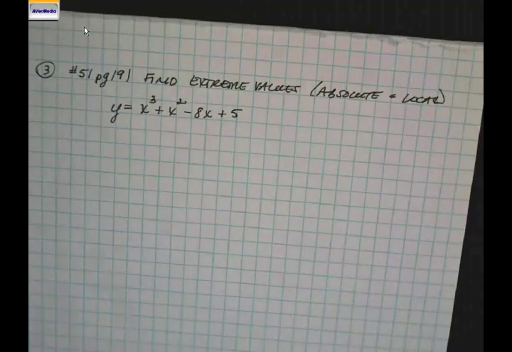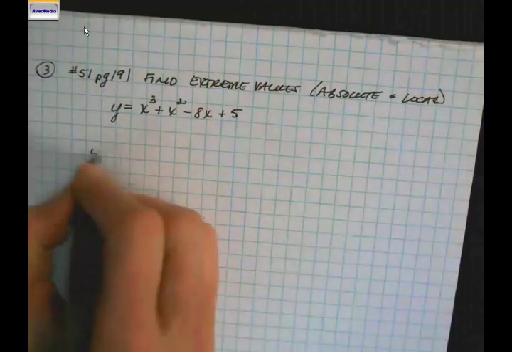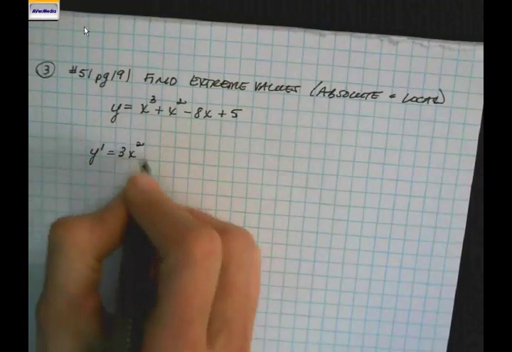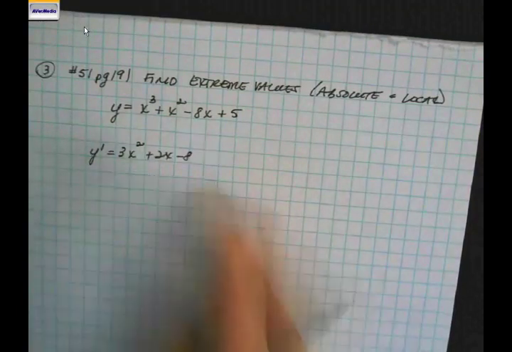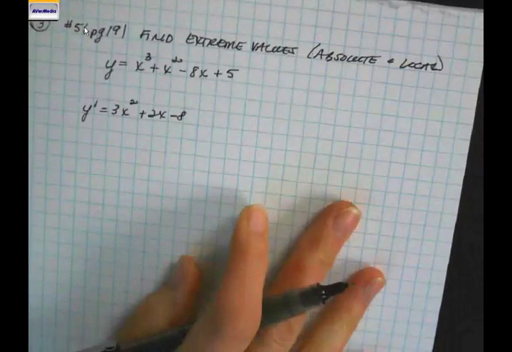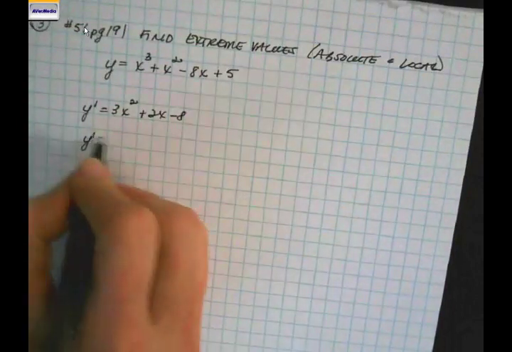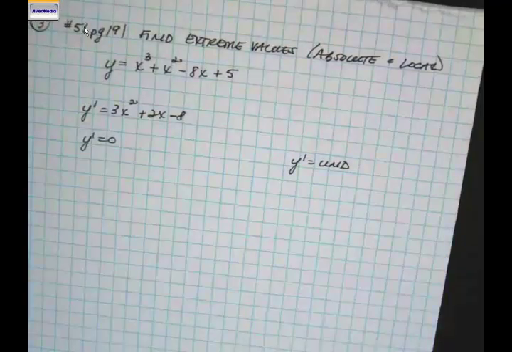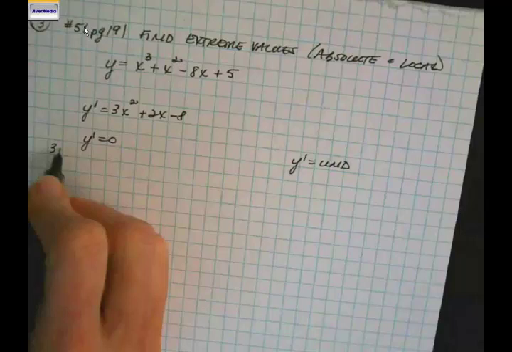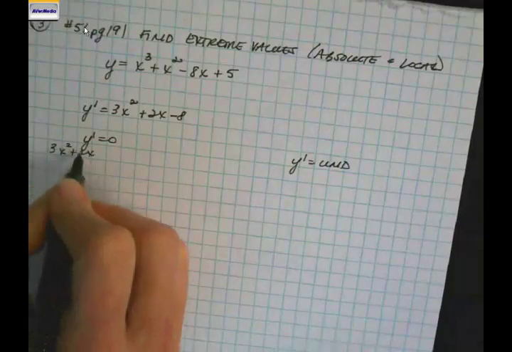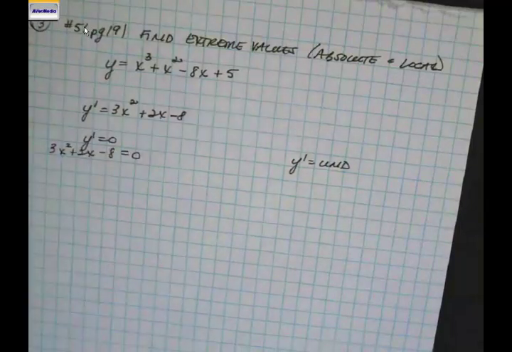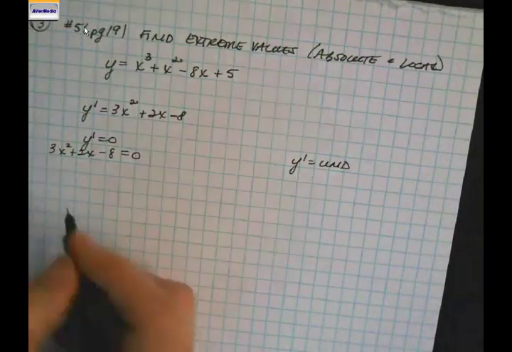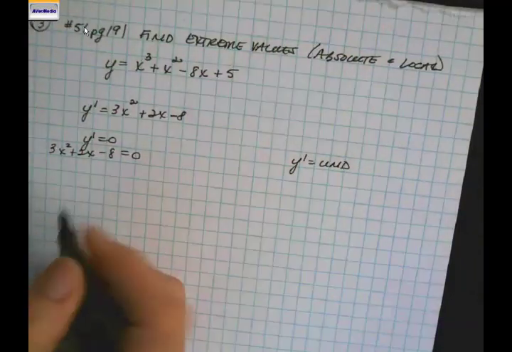Here we go. Find the first derivative. The first derivative is 3x squared plus 2x minus 8. My critical values are going to come up where this first derivative is either equal to 0 or undefined. Well, the first derivative is equal to 0 when 3x squared plus 2x minus 8 equals 0. We just hope this thing factors, and if it doesn't, you've got to go to the quadratic formula.